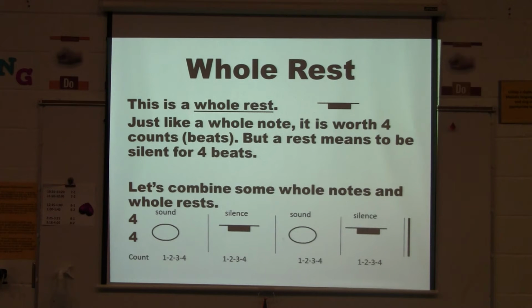Remember, each one begins on count 1. Pat your leg along with me. I'll give us 4 counts to start off, and then we'll start. 1, 2, 3, 4.